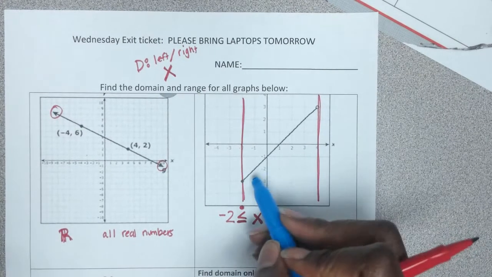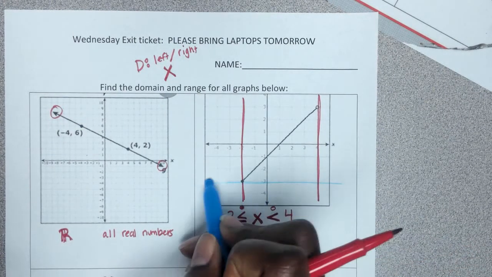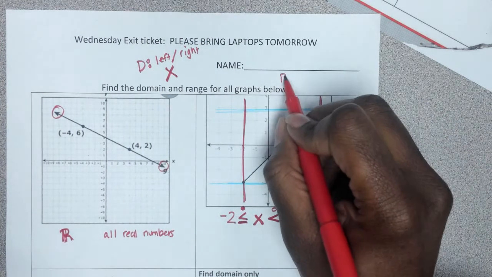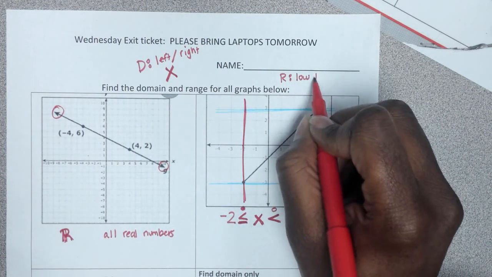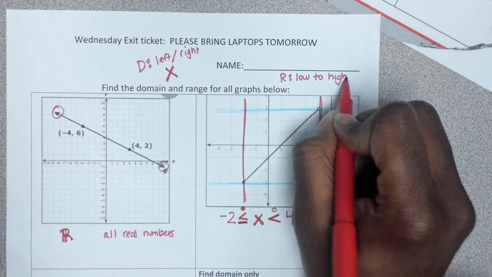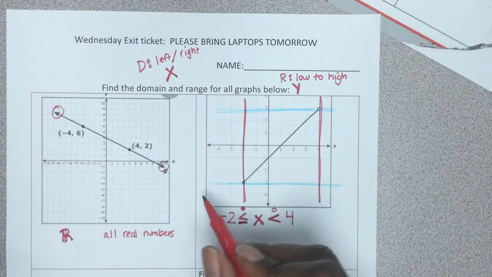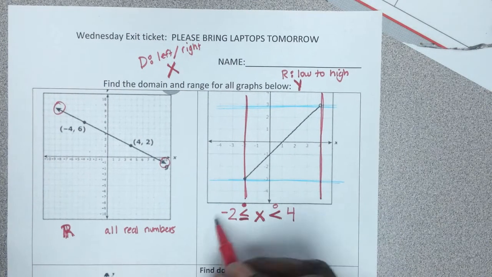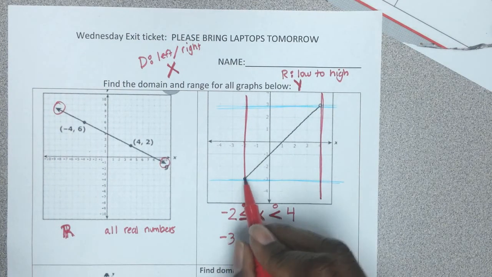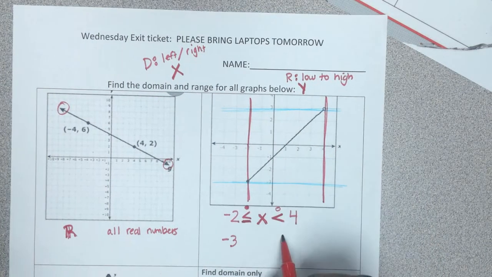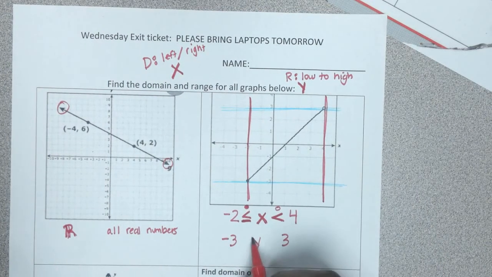So I go down to the bottom of the graph, I draw a line here for the low, and then a line here for the high. The range is from low to high. The range is the y, from low to high. So where does this line touch the y-axis? -3. Where does the line up here touch the y-axis? At the 3.